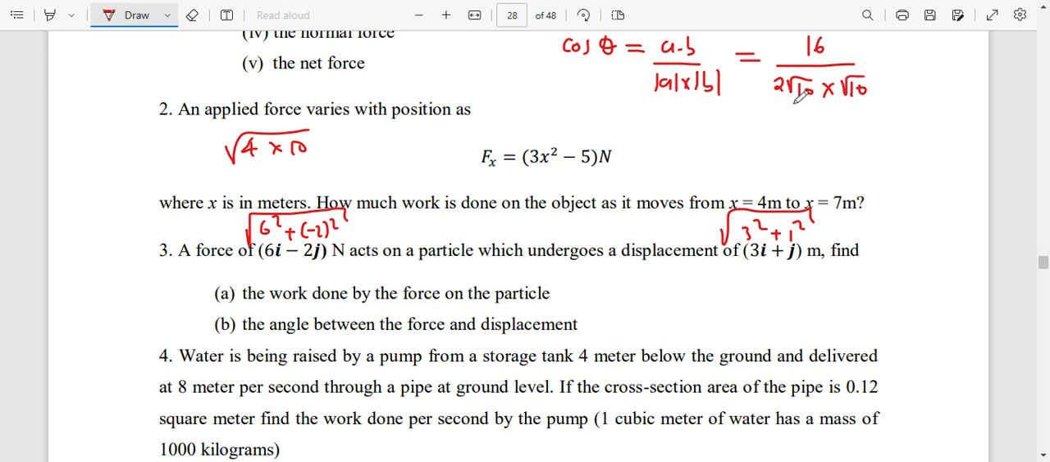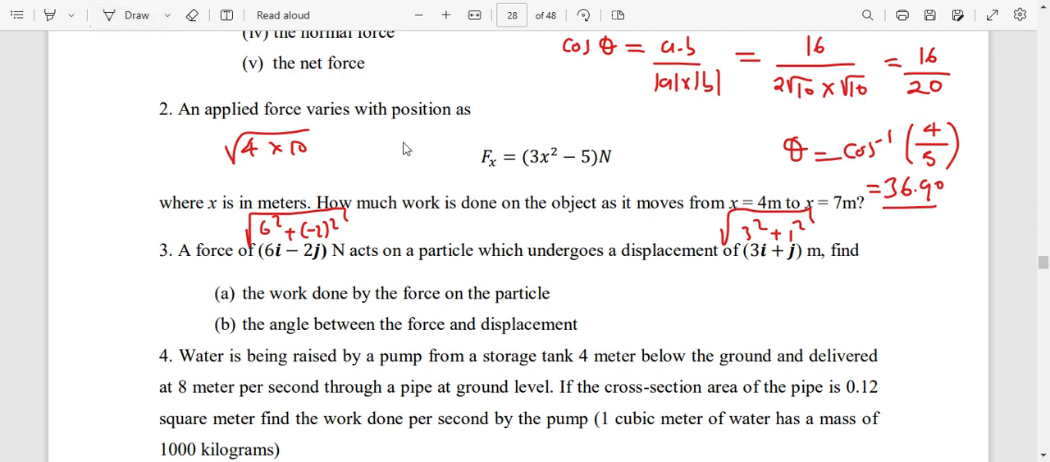We know square root of 10 times square root of 10 is 10, times 2, that will give us 20. So that will be 16 over 20. Therefore, if we want to remain with theta, we're going to take the cosine inverse of 16 over 20. We know 4 can go into 16 4 times, 4 into 20 5 times. So cosine inverse of 4 over 5, that is going to give us 36.9 degrees. Is that okay? Yes. Okay.